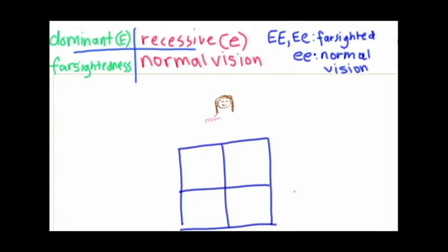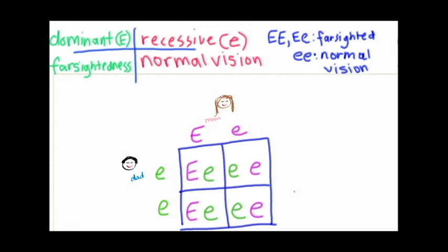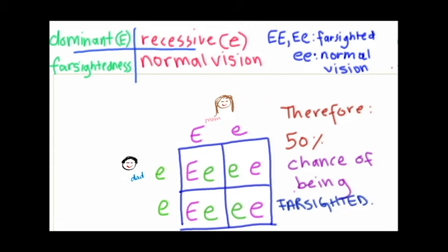This is my mom. She does not wear glasses, but she has a mild farsightedness. So she has 1 uppercase E and 1 lowercase e. My dad, he has normal vision, so he has both lowercase e's. And when we use the Punnett square, we realize that there's a 50% chance of me having farsightedness.